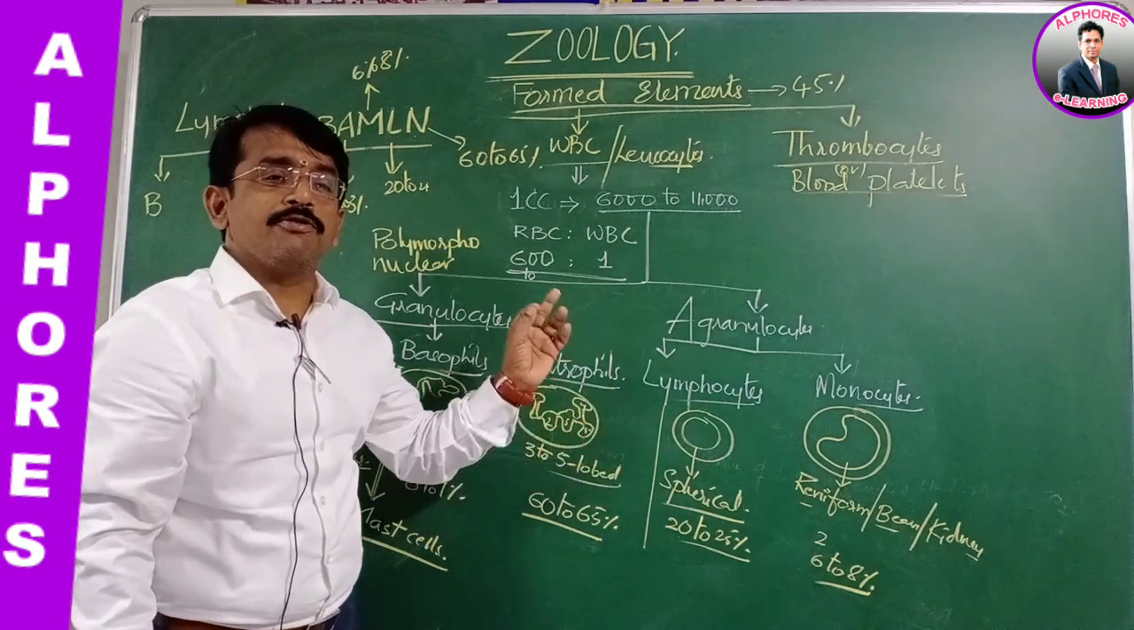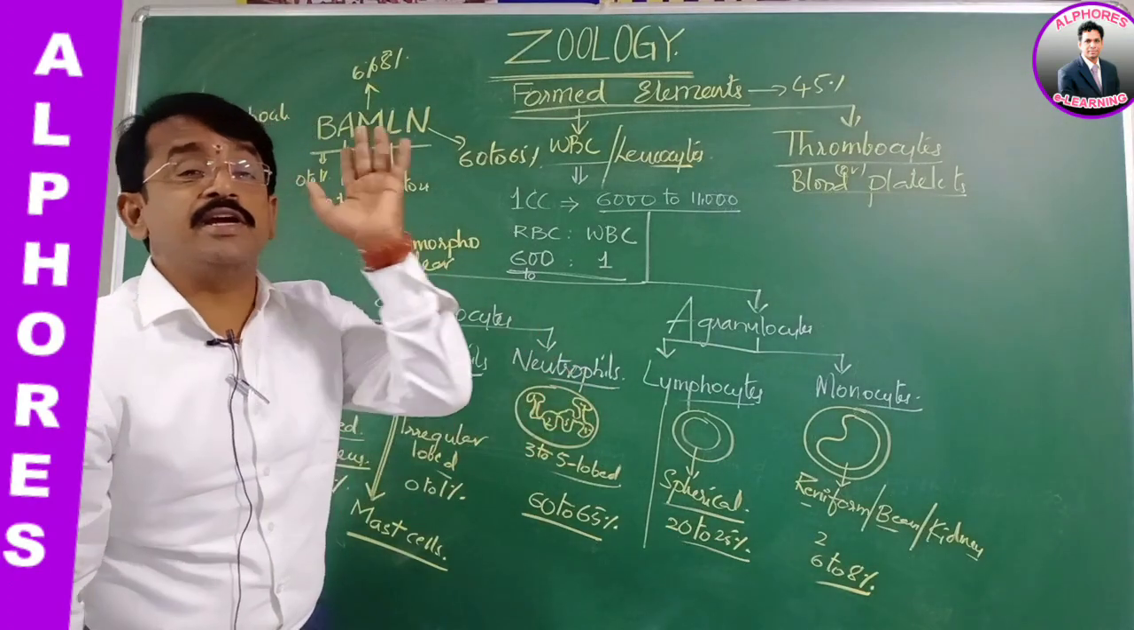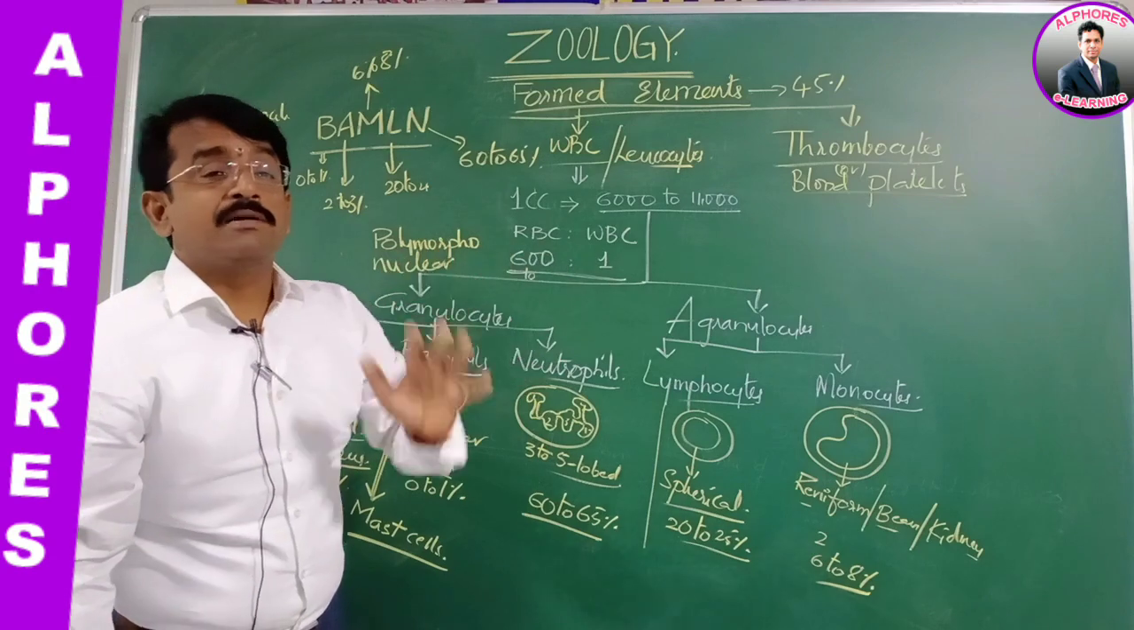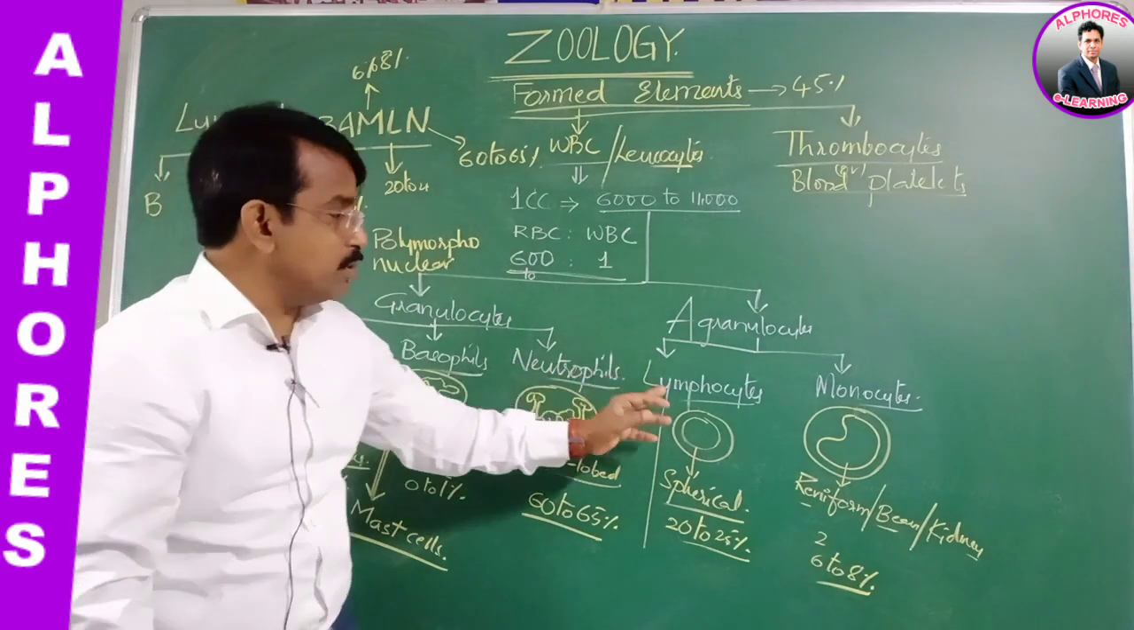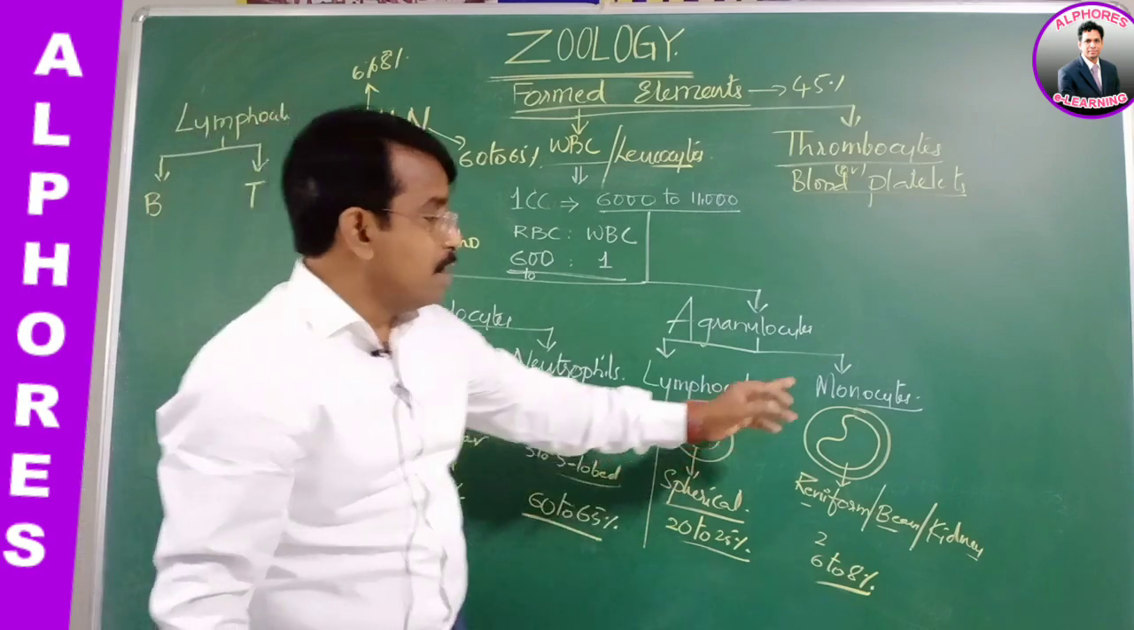B lymphocytes produce antibodies, for humoral immunity. T lymphocytes are for cell mediated immunity, they kill the pathogens. That's how the lymphocytes function.